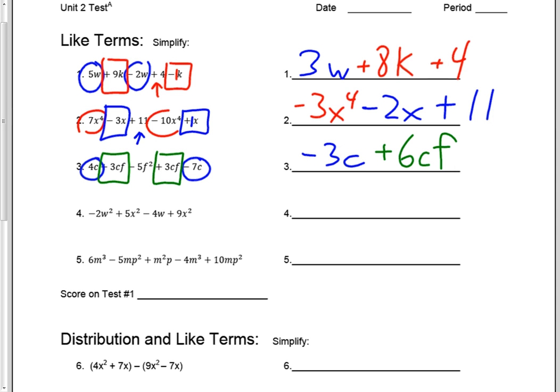Treat it like an object. Do I have anything that I can deal with that? Minus 5f squared. I didn't change any of the exponents. I just combined what looked the same. You have to have the same variable and the same exponents.